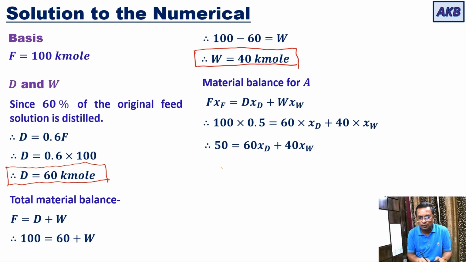If you look at this equation, you'll find two unknowns in it. Which are those two unknowns? XD and XW. So you cannot solve as it is. The total material balance, F is equal to D plus W, doesn't have XD and XW in it, so you cannot think of solving them simultaneously. The fact is you have one equation and two unknowns. And we have to use Rayleigh's equation for getting these unknowns, XD and XW.